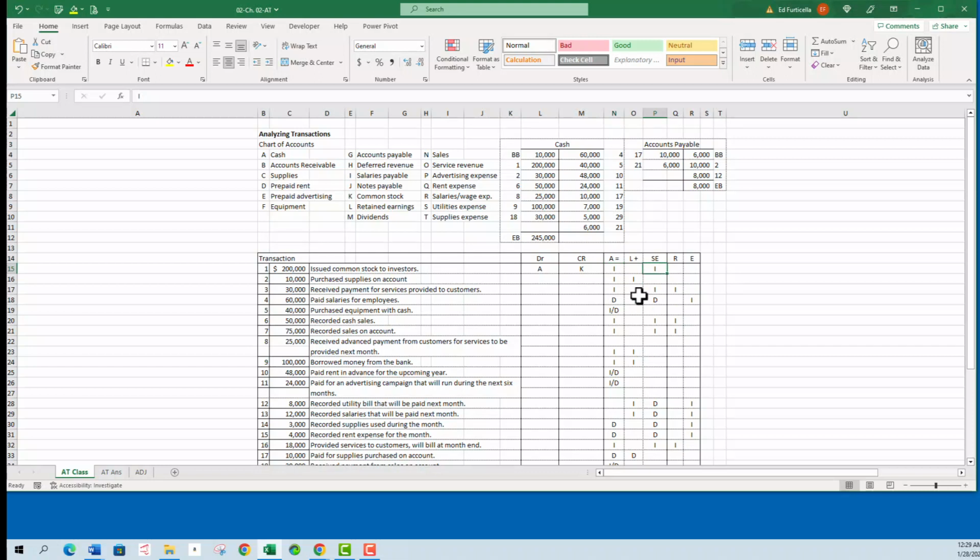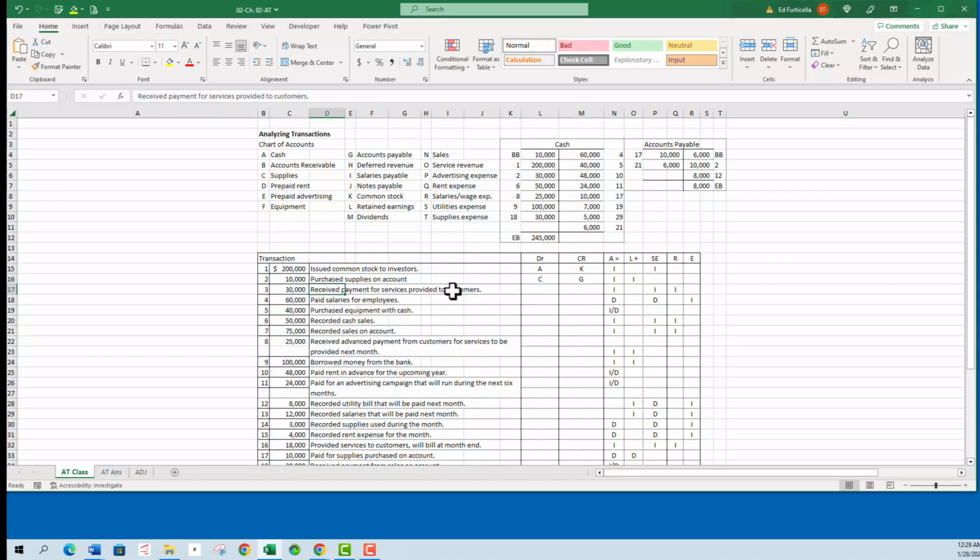Transaction 2 says purchase supplies on account. The two accounts involved are supplies and accounts payable. Supplies is an asset. Assets increase on the debit side, so we will debit the letter C. Accounts payable is a liability. Liabilities increase on the credit side, so we will credit G. In our accounting equation, you can see that we've increased our assets and we've increased our liabilities. Both have increased.